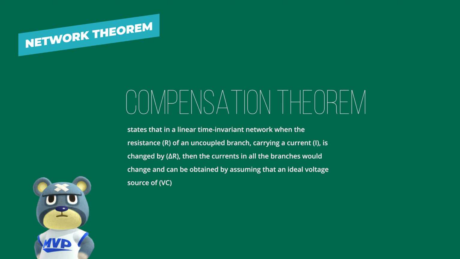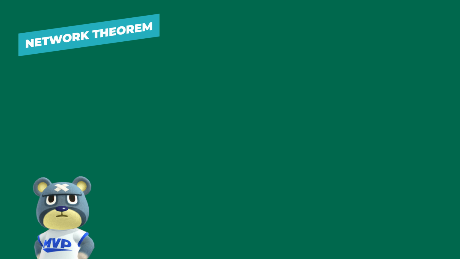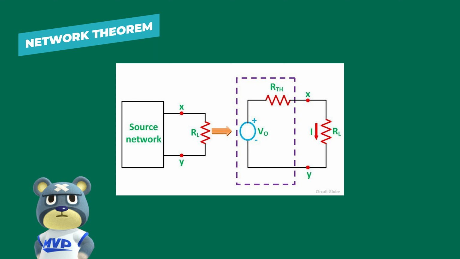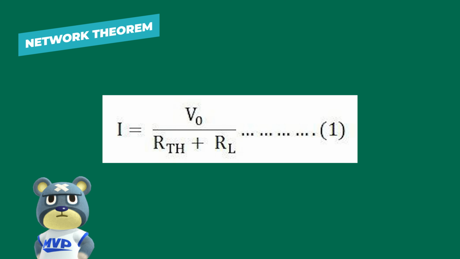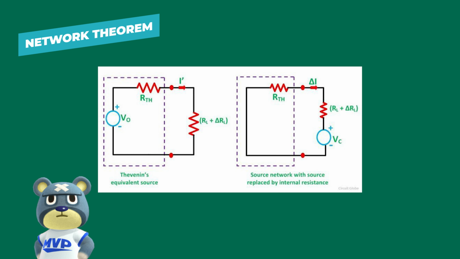Explanation of the compensation theorem. Let us assume a load RL is connected to a DC source network whose Thevenin equivalent has V0 as the Thevenin voltage and RTH as the Thevenin resistance, as shown in the figure. Here we get the equation. Let the load resistance RL be changed to RL plus delta RL. Since the rest of the circuit remains unchanged, the Thevenin equivalent network remains the same, as shown in the figure.